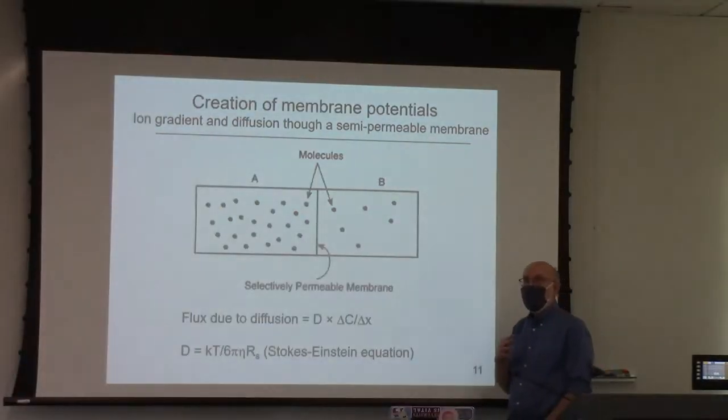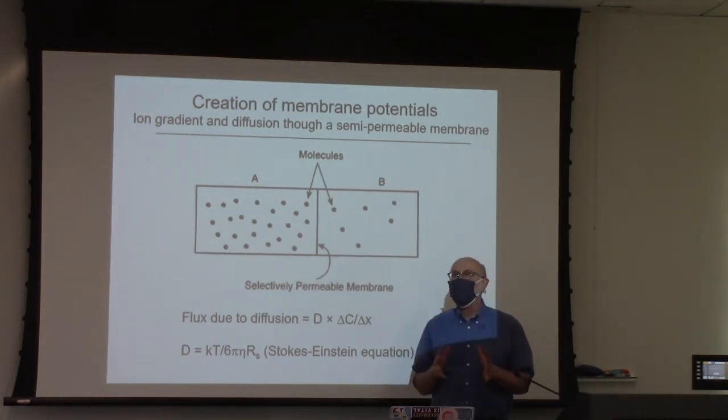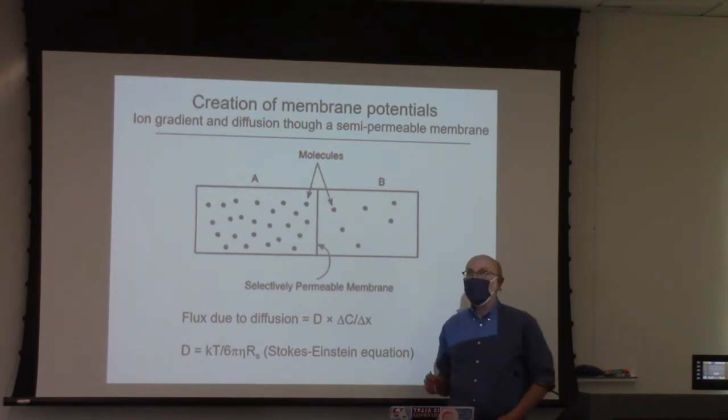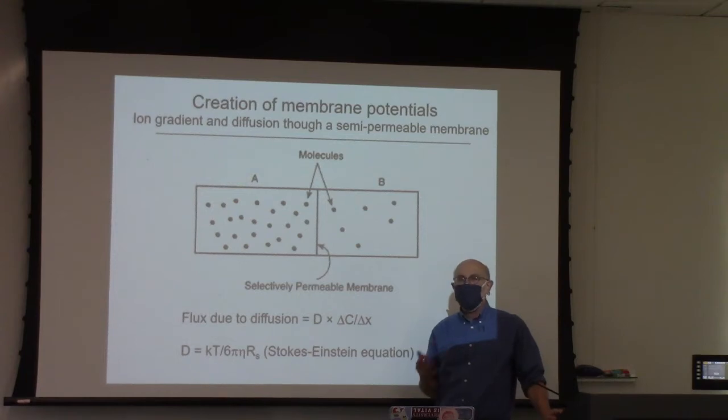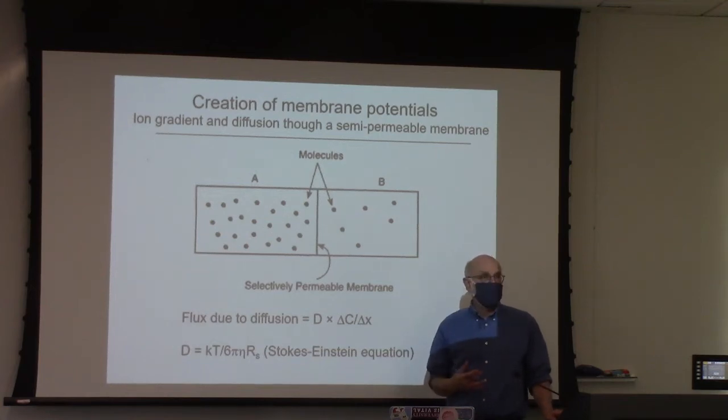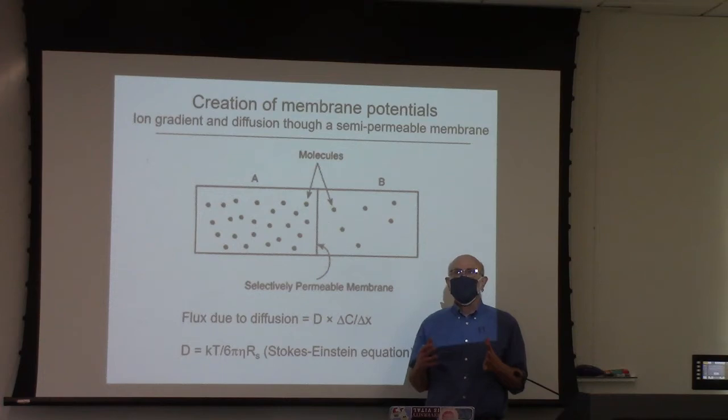So now I want to transition from cellular anatomy to cellular physiology. And what we're going to talk about is the creation of membrane potentials. In this context, when we talk about potentials, we're talking about voltage, membrane voltage. Voltage is a concept that sometimes is hard to get a grasp on. Voltage is a separation of charge as a function of space.